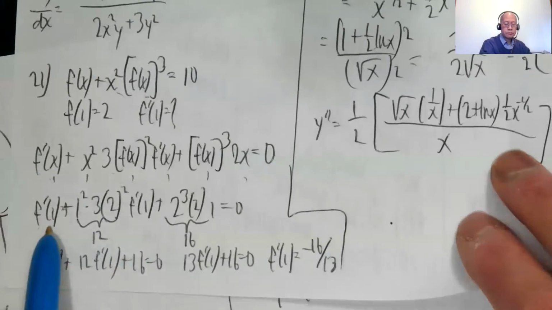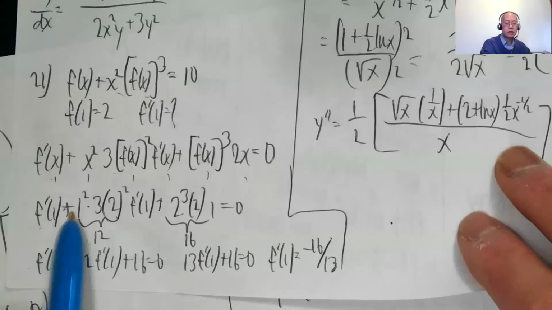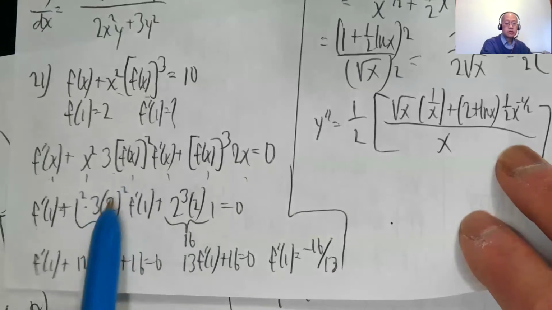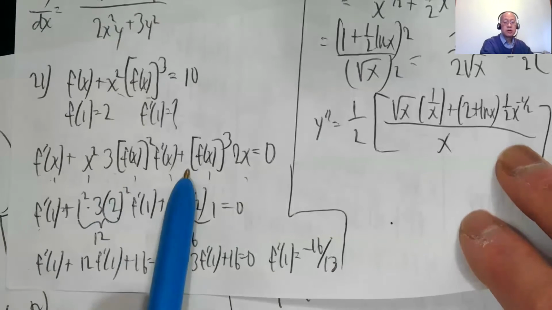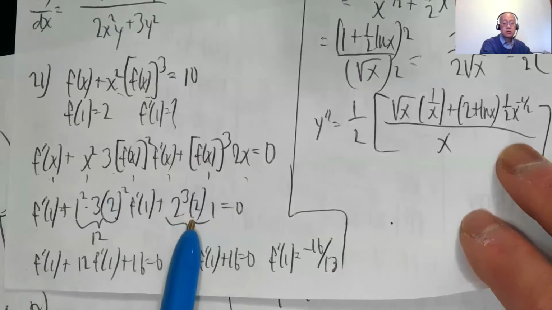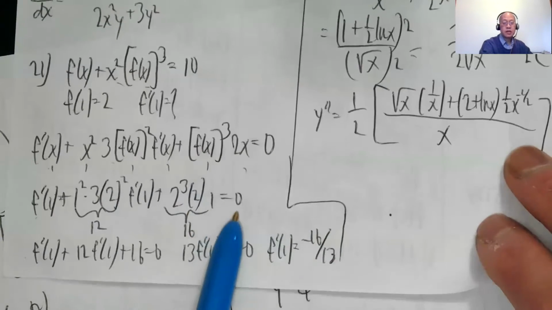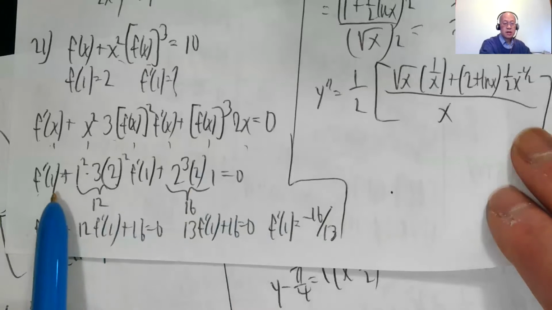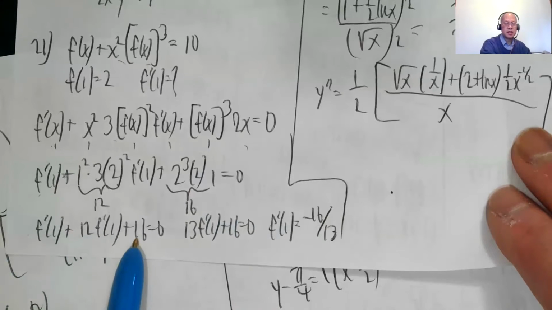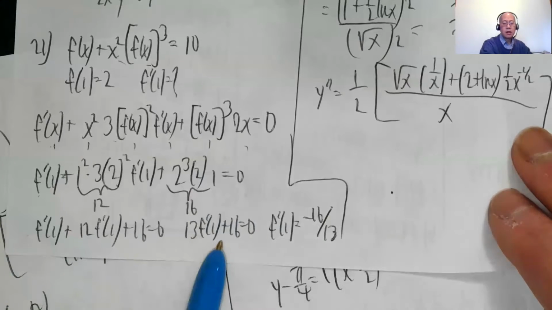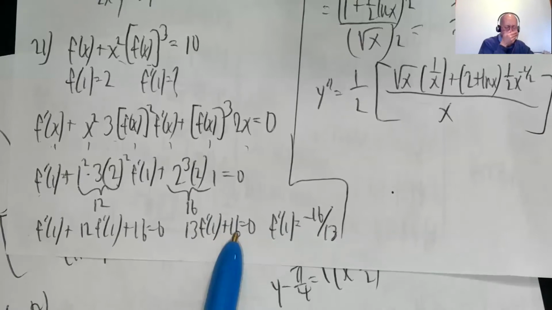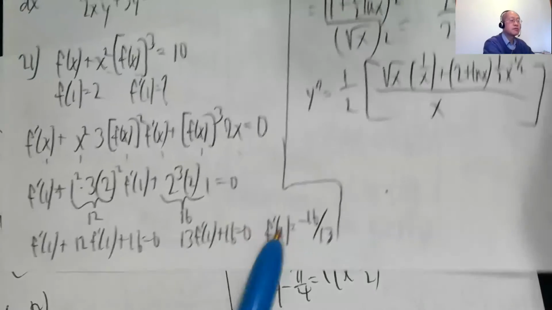Plug in 1. f prime of 1 plus 1 squared times 3 times f of 1, which is 2, squared, times f prime of 1, plus f of 1, which is 2 cubed, times 2 times 1 is equal to 0. Okay, so these two combine to be f prime of 1 plus 12 f prime of 1, so 13 f prime of 1, excuse me, plus 16 is 0. So f prime of 1 is negative 16 over 13.